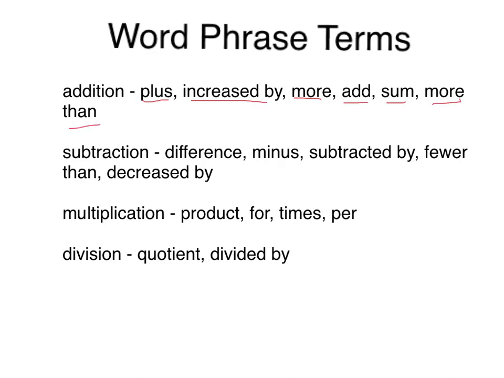Subtraction clue words are difference, minus, subtracted by, fewer than, or decreased by. For multiplication, you'll be looking for words like product, for, times, and per. And lastly, for division, you'll be looking for words like quotient and divided by. Sometimes you'll also see per mean division, but most of the time it means multiplication.